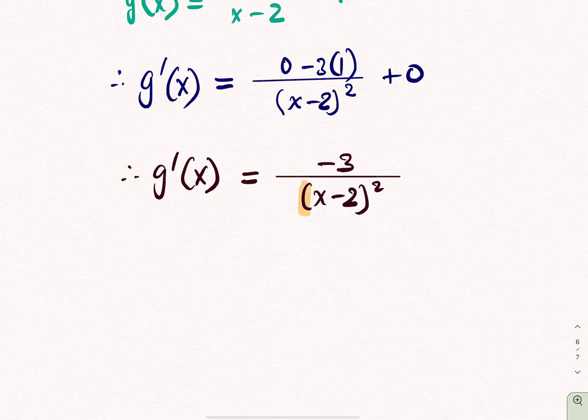But the bone of contention is basically here. If you take any value of x, whatever value of x, if you put it here, you are going to get a positive situation. But if you divide that by negative 3, it's going to be a negative result. So that means the g prime at x is what? Less than 0.